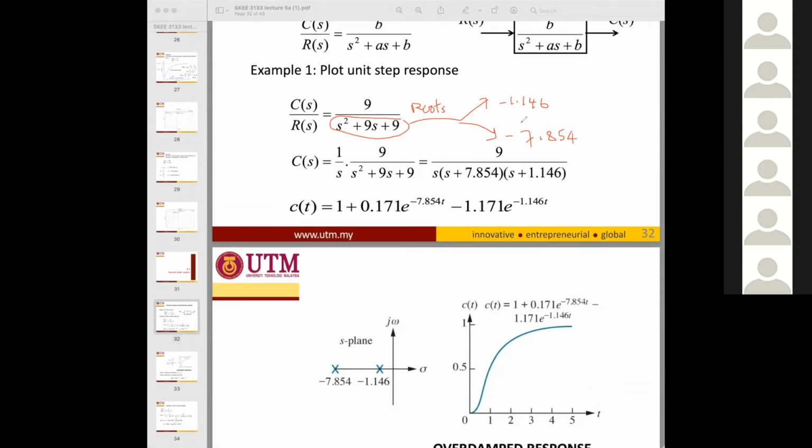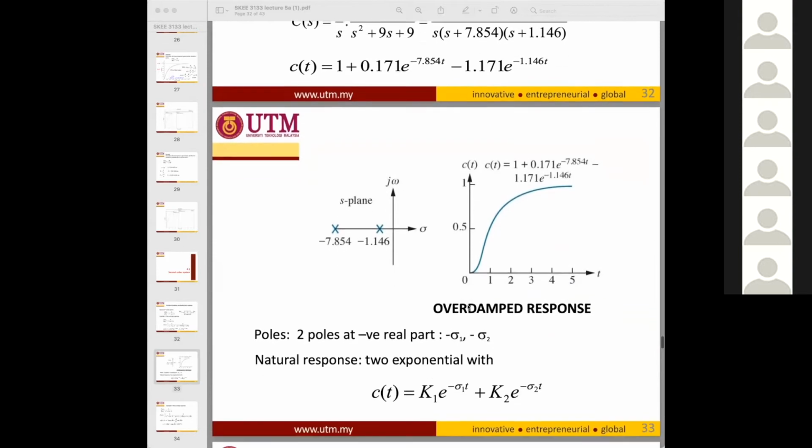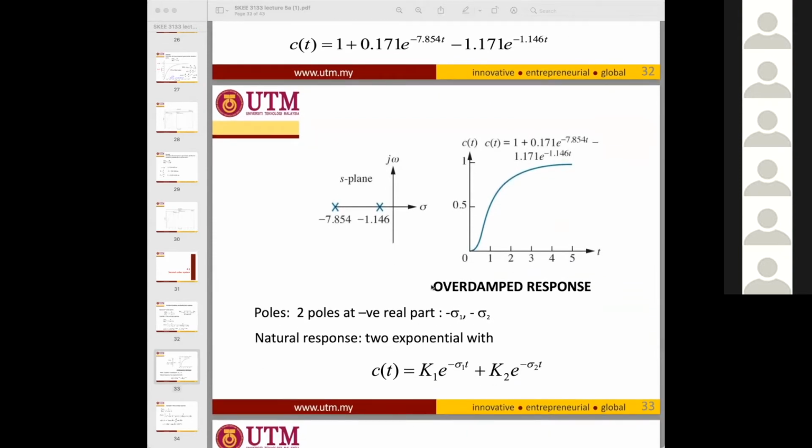Okay, so the values are minus 1.146 and minus 7.854. The nature of the numbers is negative and real numbers. Everybody follow me. Negative and real numbers. So since they are negative and real numbers, we call it the overdamped response. Follow me. Overdamped response.